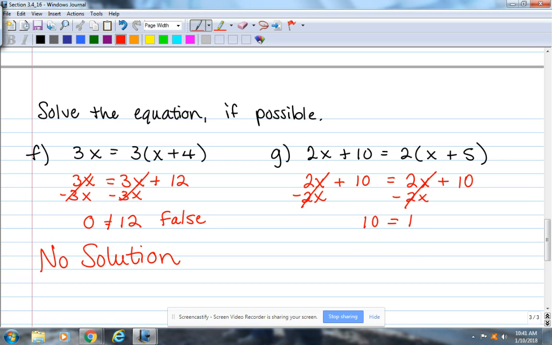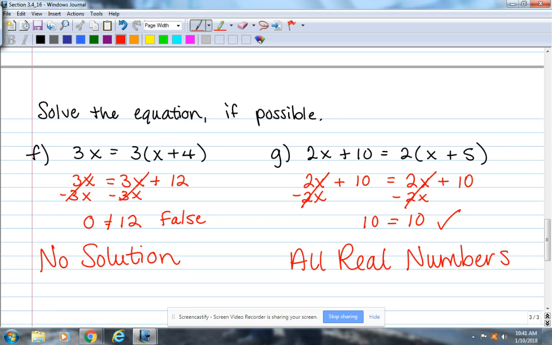10 equals 10. Does 10 equal 10? Yes. That is true. So you see the difference? On the first example, it was false. On the second example, it's true. So if you're left with two numbers that are the same, they are equal to each other, you're going to say all real numbers. So if it's true, you say all real numbers.